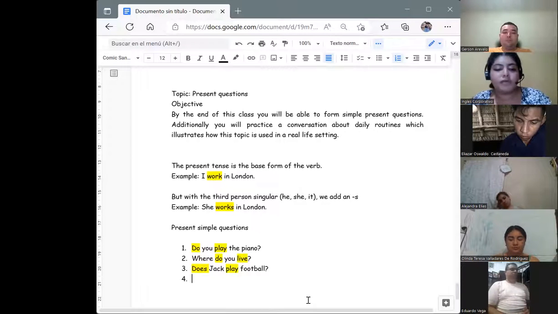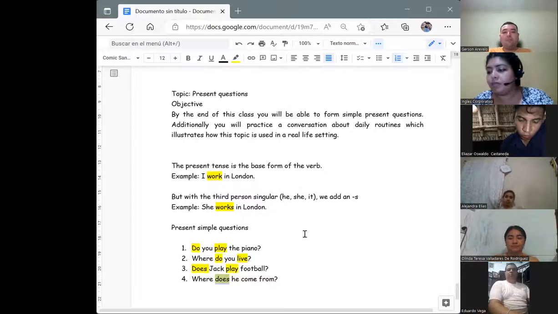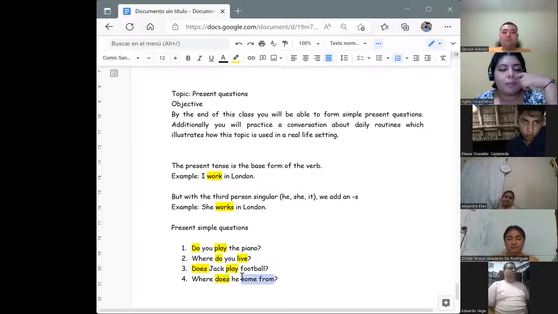Where does he come from? Where does he come from? Again, the same situation. Tenemos la misma situación. El auxiliar does. And we have the verb come. But in this case, we're using come from together because we are talking about a place.